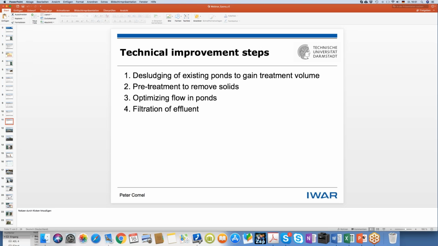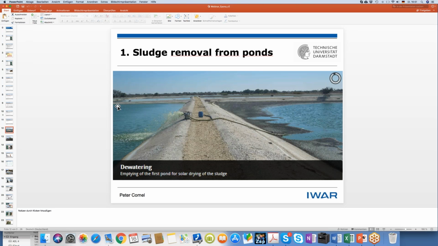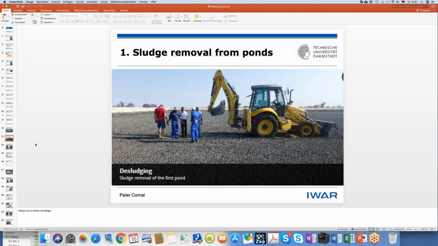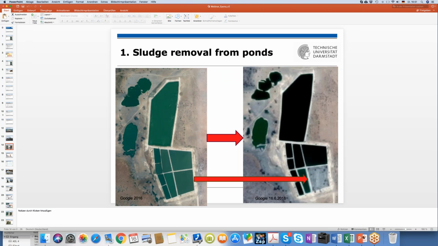So the technical improvement steps I want to show you now. First, it was desludging the existing ponds, the pre-treatment to remove the solids, which is the most interesting part, the optimizing the flow in the ponds, and the filtration of the effluent. So here a picture of sludge removal of the pond. So you have to first dewater it, and you take the sludge out.